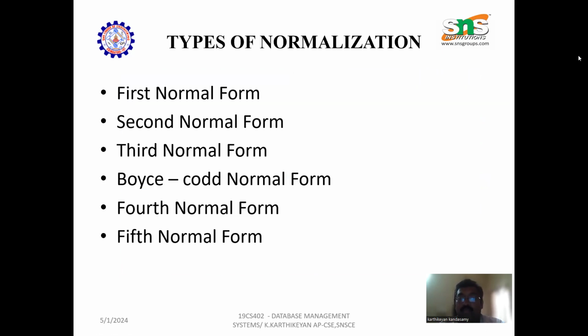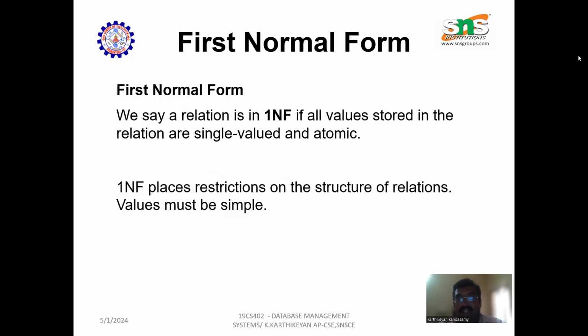Yes, thank you. These are the types of normalization. We have first normal form, second normal form, third normal form. Boyce-Codd normal form is also called 3.5. Then there are the advantages of third normal form, fourth normal form and fifth normal form. So we go for the next one, first normal form.